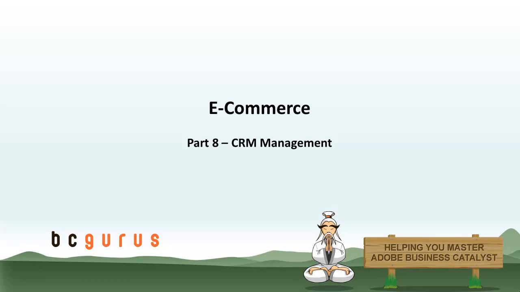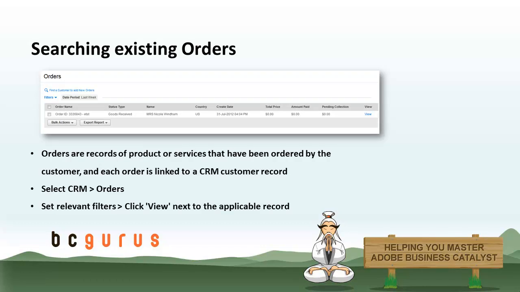In this video, we are going to focus on managing orders and invoices within the administration of your site. Orders are records of product or services that have been ordered by the customer, and each order is linked to a CRM customer record. Orders are usually created via a customer proceeding to checkout through your online shop. However, you can also manually create an order via the admin console.